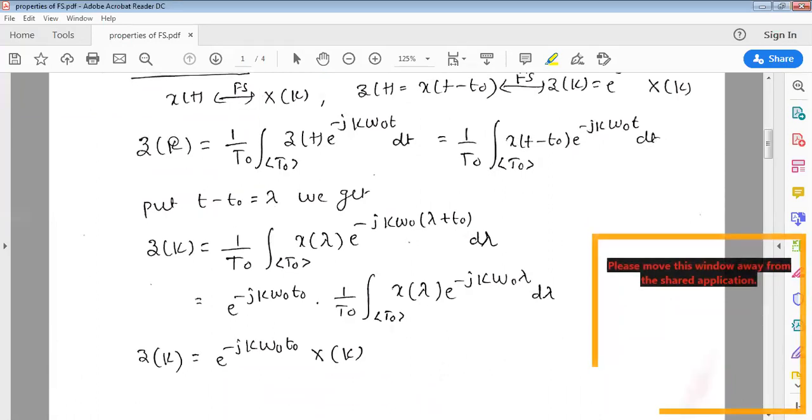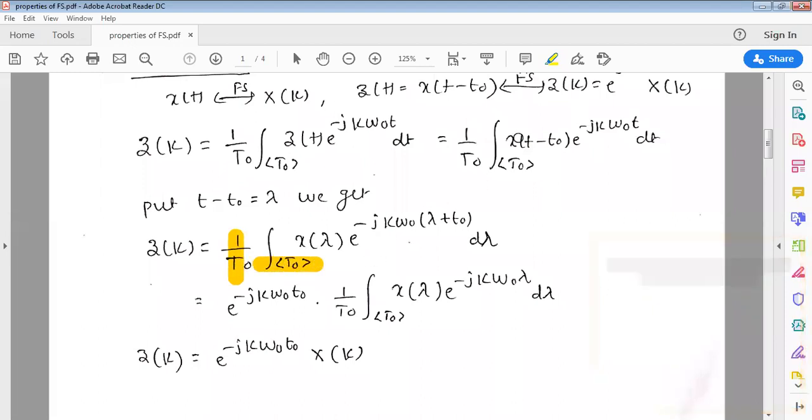Therefore, I have z of k is equal to 1 by T naught integral for a period of T naught. Remember one thing, these integral limits are not going to change. Why? Because this is over only one period of time. Therefore, there is no change in 1 by T naught and the integral for a period of T naught. So what you have control over is only the terms inside the integral.